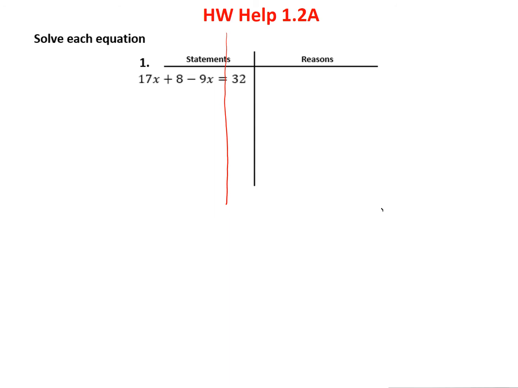We notice on the left side that we have two terms that have the same variable. We have 17x and negative 9x. So we can combine like terms. So we're going to combine like terms. That's going to be our first step. The reason we can do this is we can combine like terms.